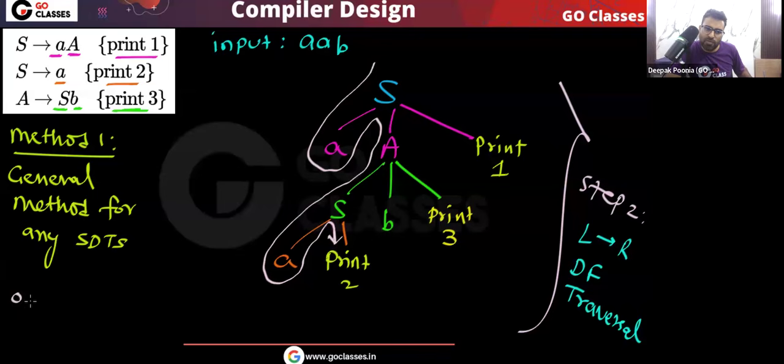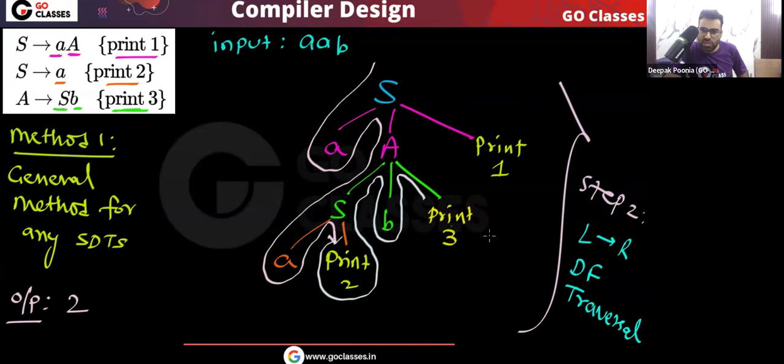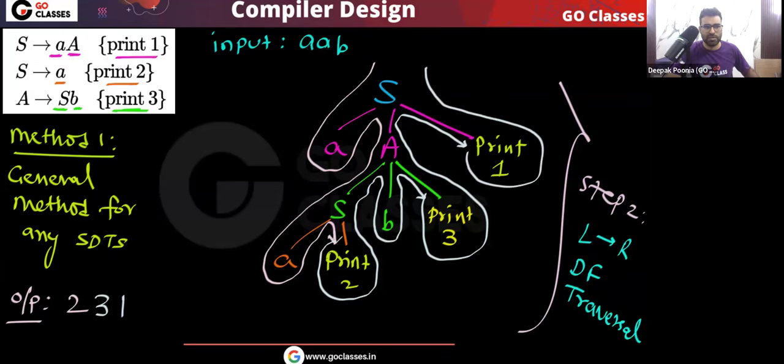So what will be our output? Our output will start with printing 2. After printing 2, just keep going left to right depth first. As soon as you reach a semantic action, immediately execute it. So you can see print 3. Now keep going, keep going. That's it. Our output will be 231. This will be the answer.